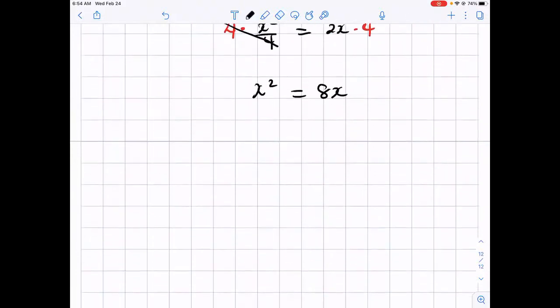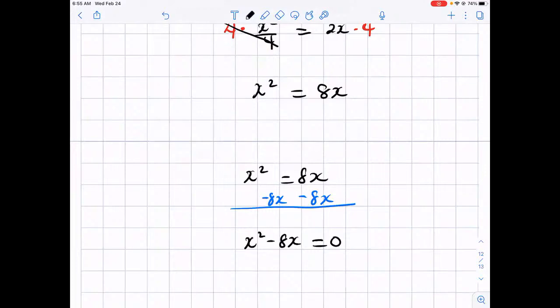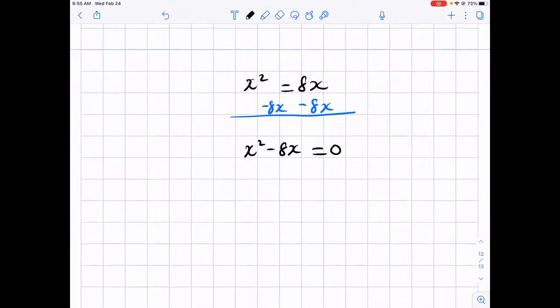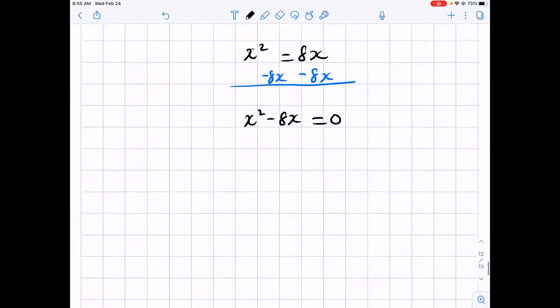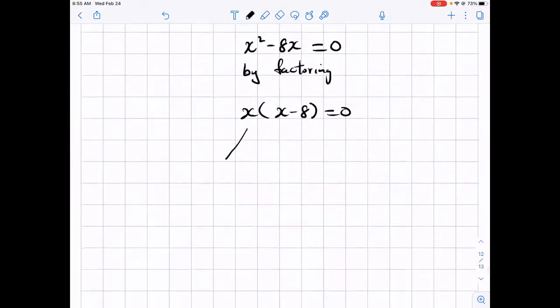Now it is quadratic. So if it's quadratic, to solve it, it has to be equal to 0. So we have to minus 8x on both sides. By doing this, we have x squared minus 8x is equal to 0. So it is quadratic, you have to factor. So by factoring, we'll factor out x. We have x times x minus 8 is equal to 0. So this means that x is equal to 0, or x minus 8 is equal to 0.